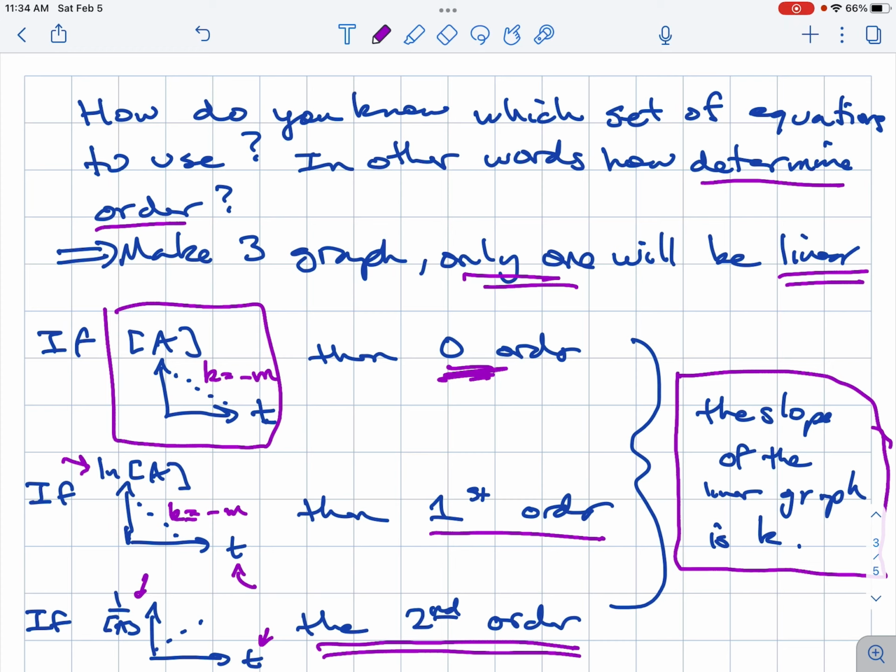Anyway, I'm rambling. The key thing here is that the slope of this line is going to be the rate law constant, and that's going to be super helpful because that gives us all the numbers we need to plug into the rate law and use it. So not only does making all 3 graphs tell us what the order is, 0, first, or second order, it also gives us the rate law constant by finding the slope of the line.